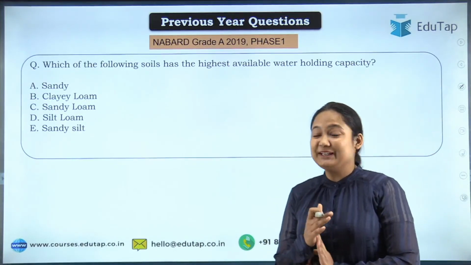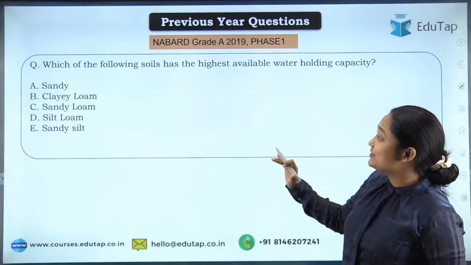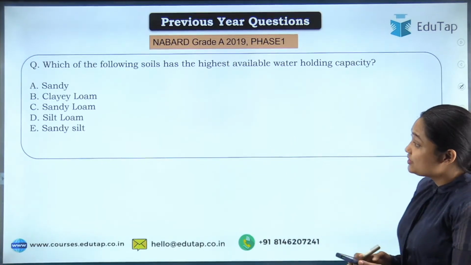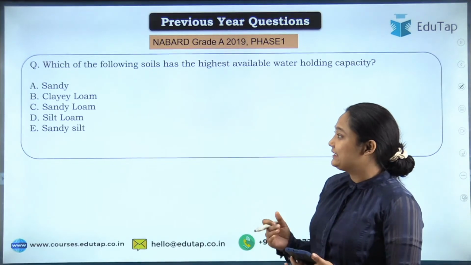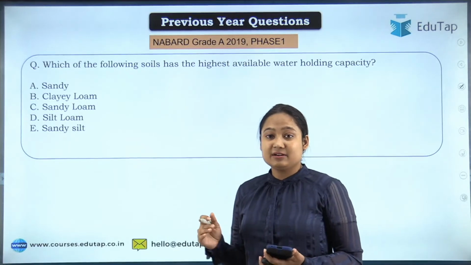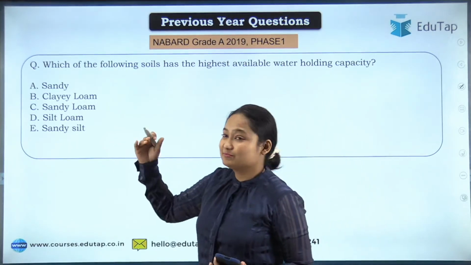Since that is out of the way, now we will discuss the practice question that we have given. The question was, which of the following soils has the highest available water holding capacity? Your options were sandy, clayey, sandy loam, silt loam, or sandy silt.